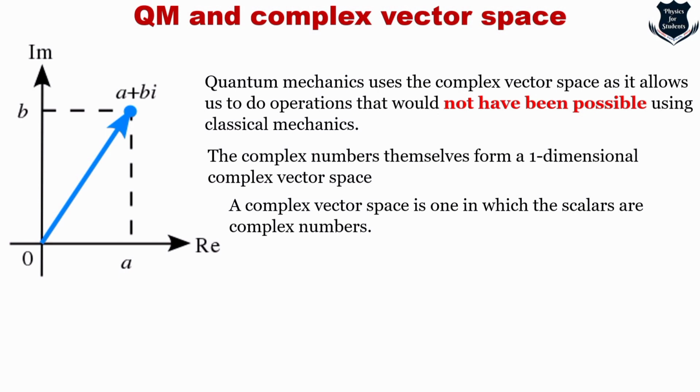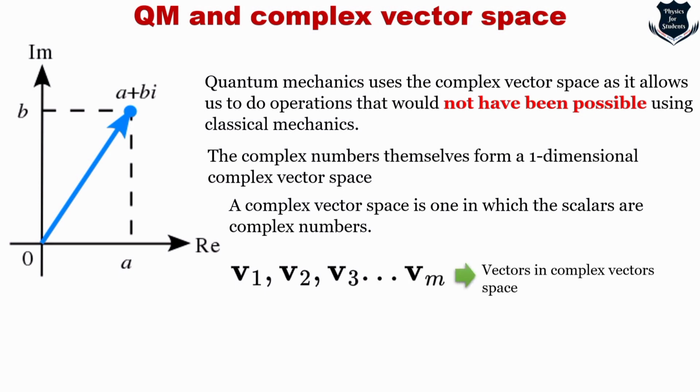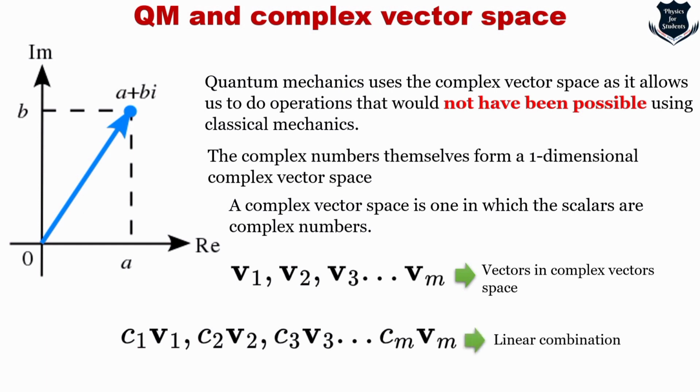So real vector spaces are real, and a complex vector space is one in which the scalars are complex. I will take these vectors v1, v2, v3, up to vm, and these are vectors in a complex vector space, right? Then we can form a linear combination, where C means complex: c1 v1 plus c2 v2 and so on, where the scalars c1, c2 are complex numbers, and it goes up to n dimensions.